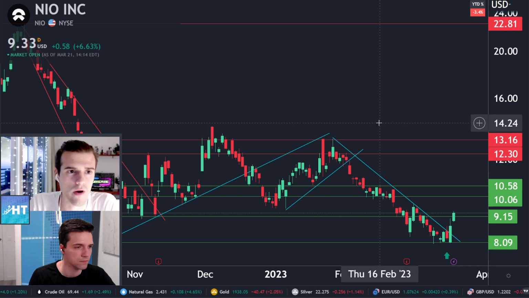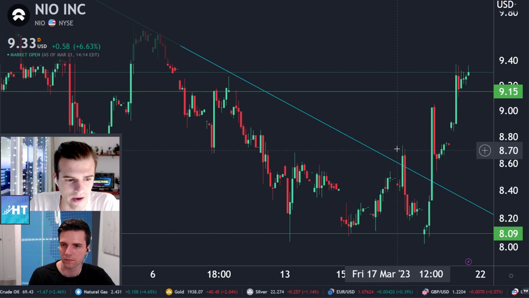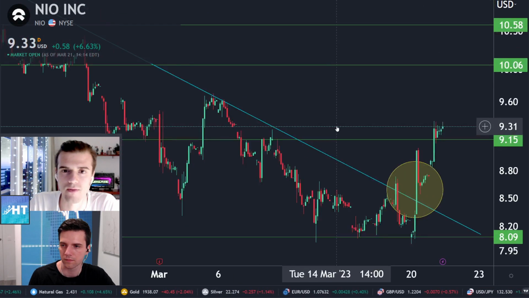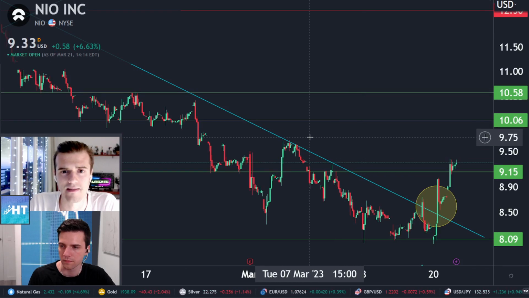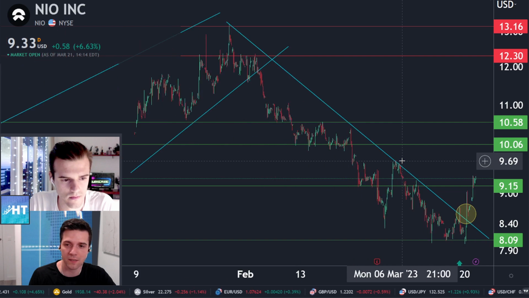So let's go to the 1 hour chart to see with more detail. And we can see that the last downtrend right here was broken out at the level of 8.50 more or less, and this could be like the start of the uptrend. What do you think, Alvaro? Yeah, a breakout is the most important thing.